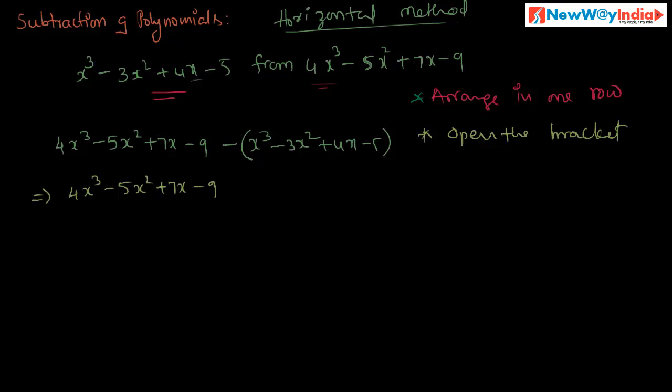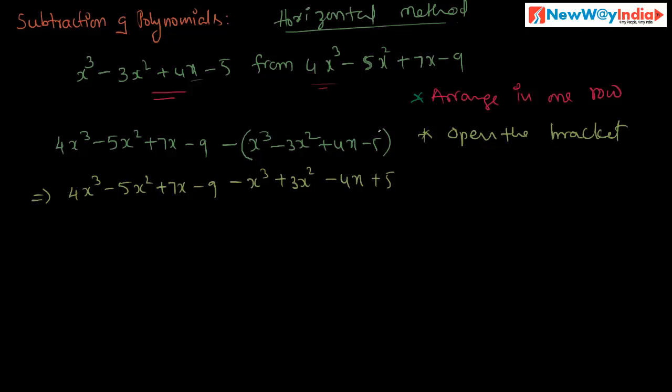See, here it is plus. Now the symbol will be changed to minus, that is minus x cube. Here it is plus, that is changed to plus 3x square, and it is changed to minus 4x, and it is changed to plus 5.